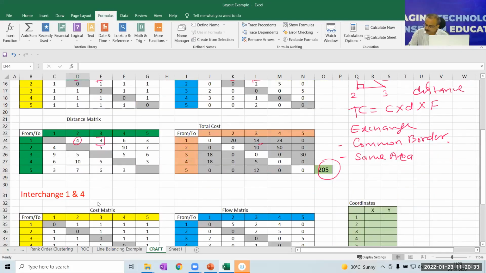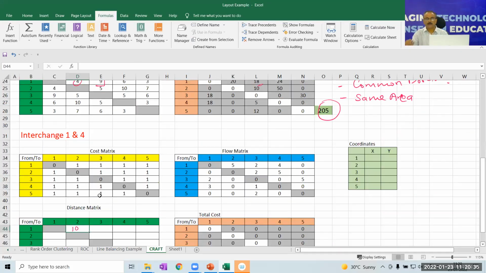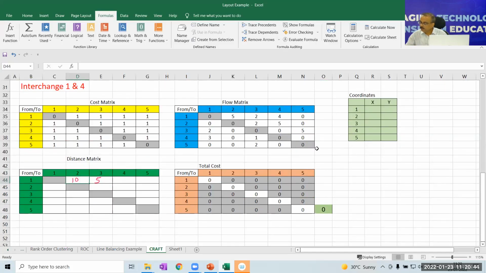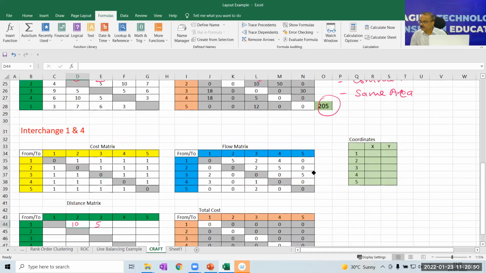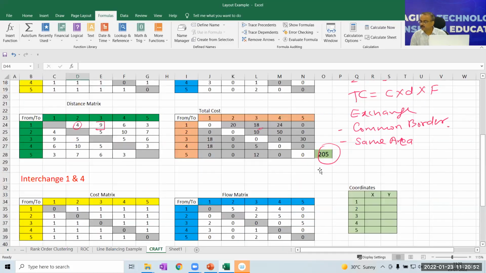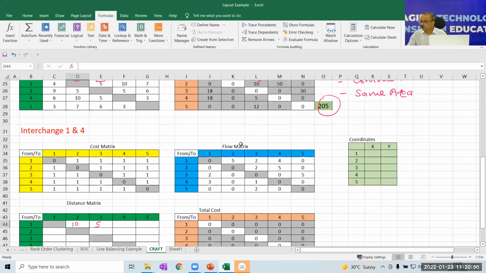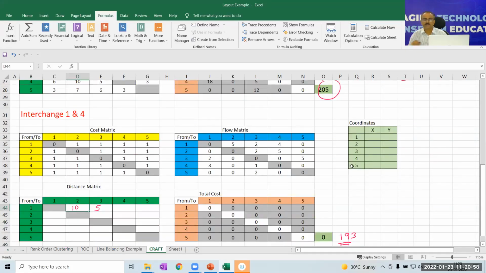So in this way, you will have to find the distance between each pair of the departments, and based on that, you will then estimate the total cost here. And let's say for here, it gets to 193. So you can see that for the earlier arrangement of layout, the total cost was 205, and with this exchange in the department, your total cost has reduced.